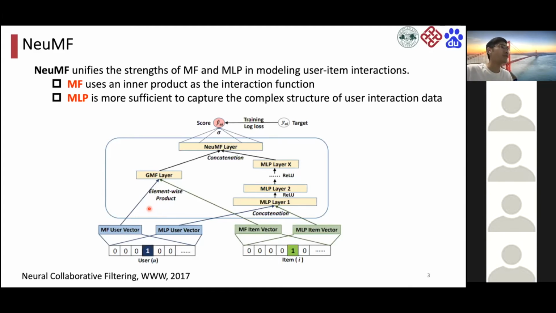In this proposed framework, the GMF applies a linear kernel, that is the inner product, to model the latent feature interaction, while the MLP component uses a nonlinear function to learn the interaction function from the data. Note that the neural MF fuses these two components, the GMF and the MLP, by allowing them to learn different sets of embeddings and get a more powerful model.